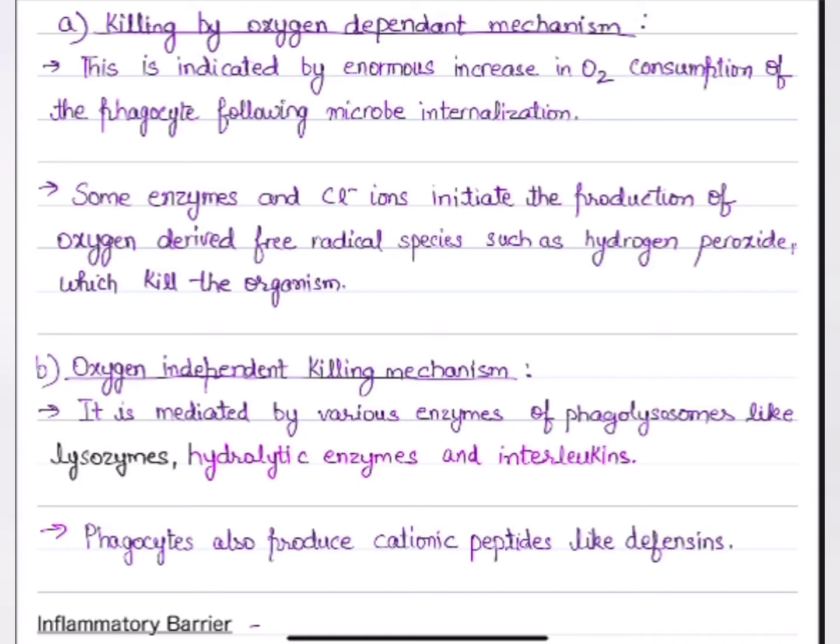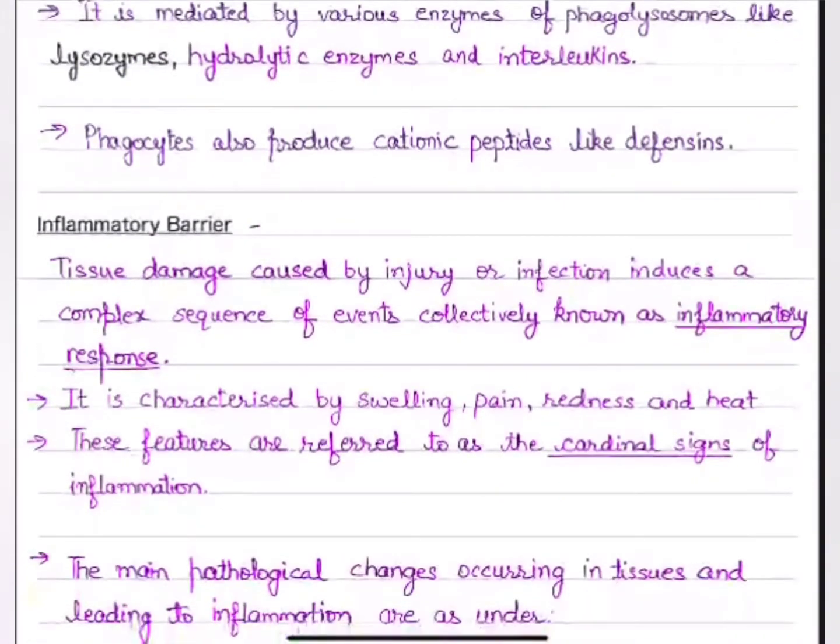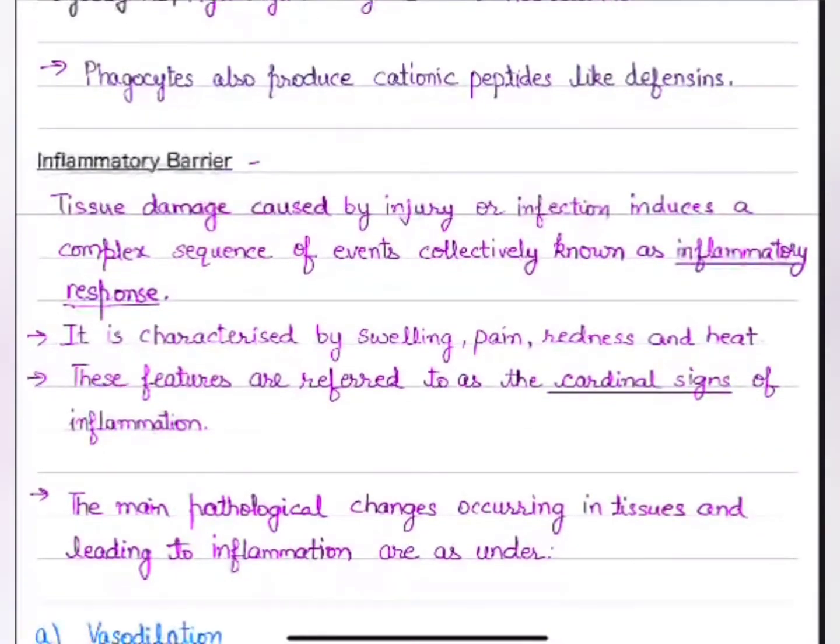The next type of barrier is the inflammatory barrier. In this barrier, tissue damage caused by injury or infection induces a collection of events called the inflammatory response. The symptoms include swelling, pain, redness and heat, and sometimes loss of function also. These features are referred to as the cardinal signs of inflammation. And the main pathological changes occurring in tissues lead to inflammation. Next, we will discuss all of them.